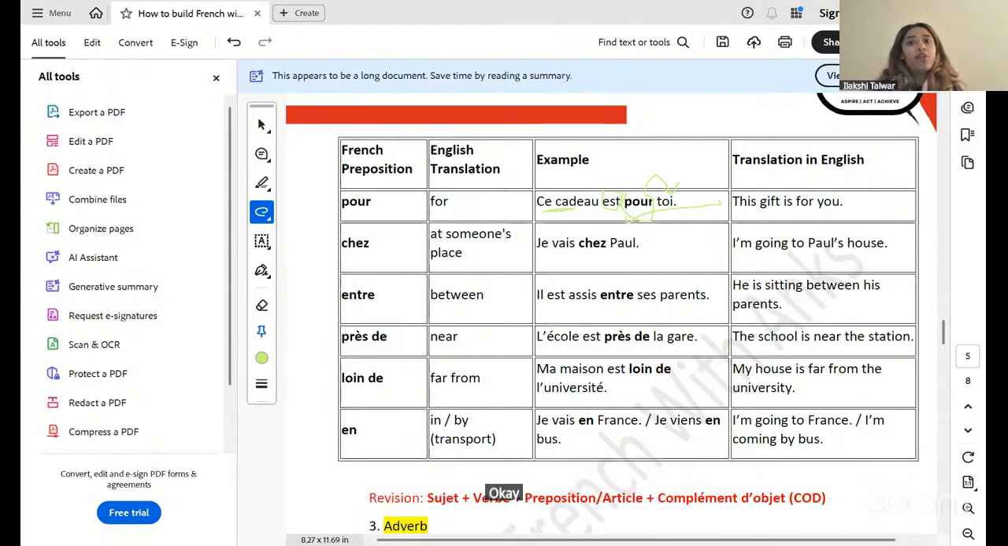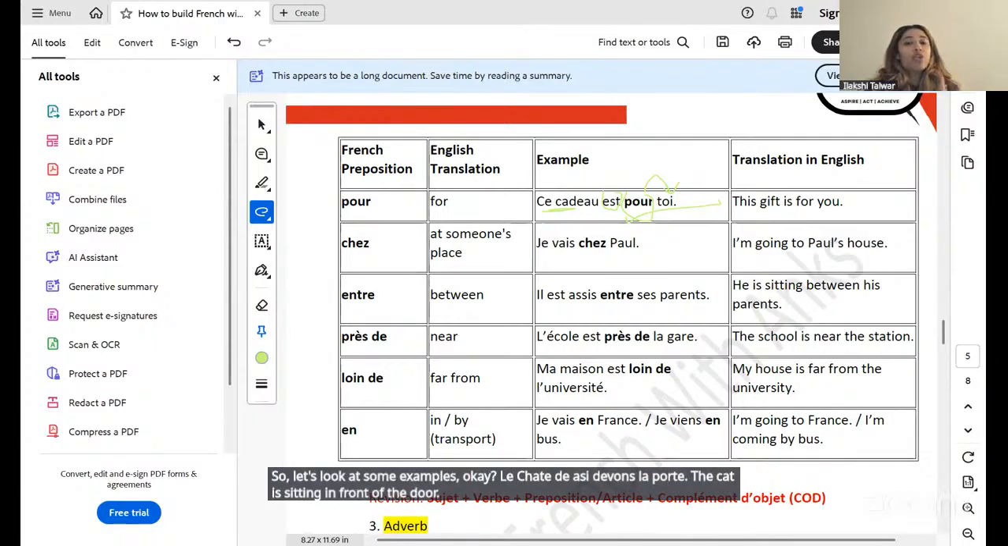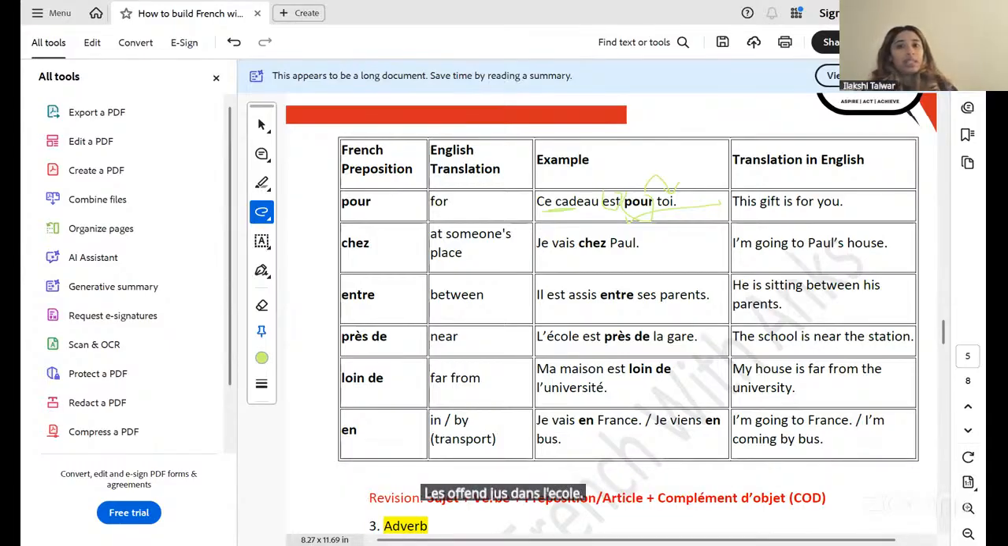Okay? Devant, on the other hand, is your position in front of. So, let's look at some examples, okay? Le chat est assis devant la porte. The cat is sitting in front of the door. Les enfants jouent devant l'école. The children play in front of the school. Je me tiens devant toi. I'm standing in front of you.